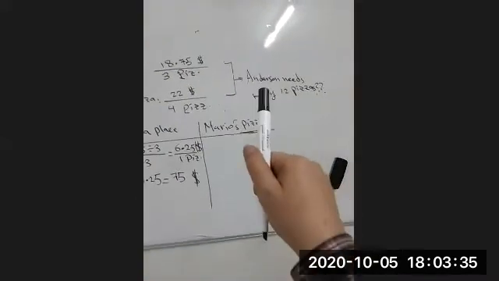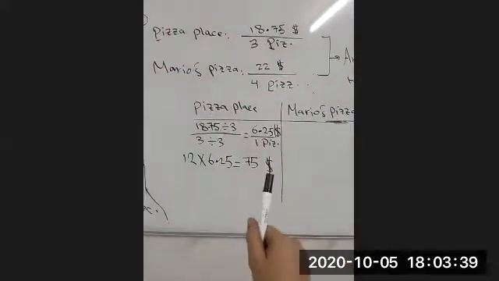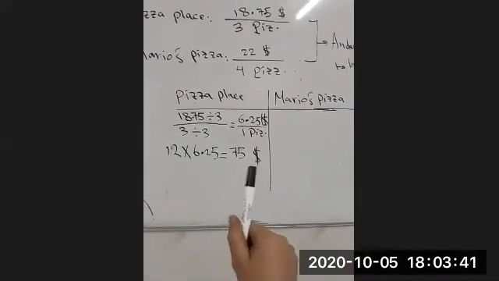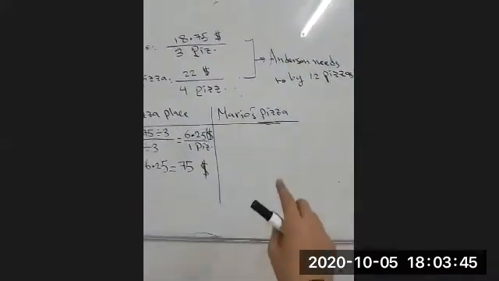Do you understand? It will be $75. So the price of these 12 pizzas, which Mr. Anderson wants to buy, how much in the pizza place? $75. Let's see how much the price of the 12 pizzas is in Mario's.